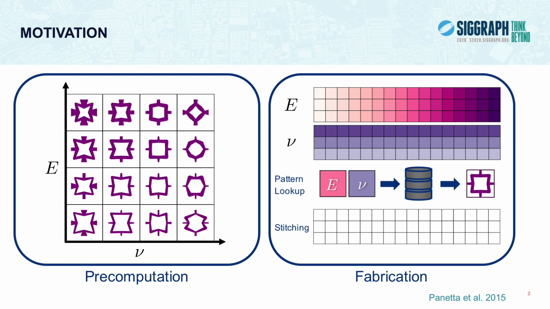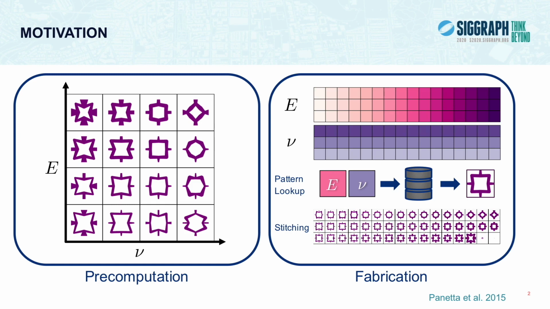Consider the following scenario. Suppose we have a dictionary of microstructures with different values of Poisson's ratio nu and Young's modulus z. This is shown on the left. Now consider the bar on the right side where we know the expected material properties in each square cell, with Young's modulus varying in the horizontal direction and Poisson's ratio varying vertically. We can then use our pattern lookup dictionary on the left to place microstructures with corresponding elastic behavior in each position and then stitch all of them together to obtain our final shape.